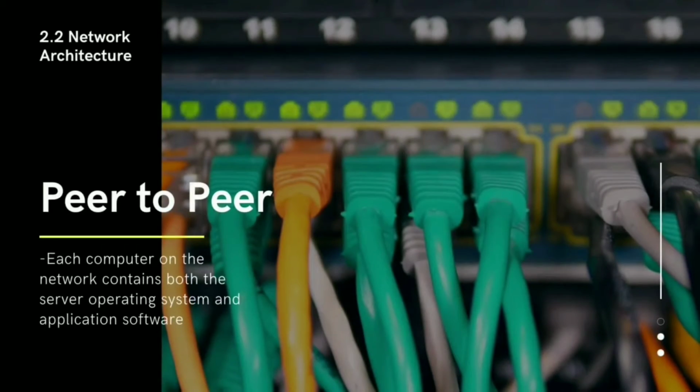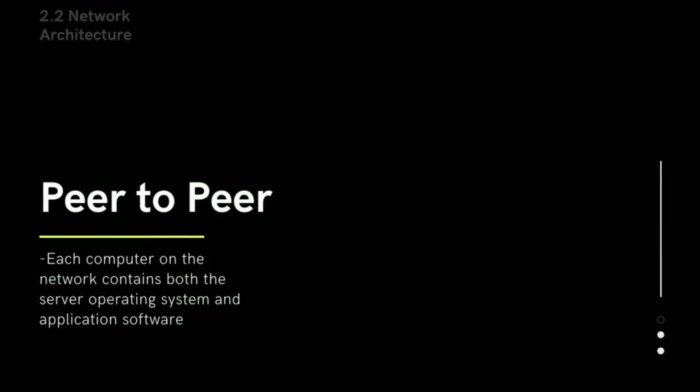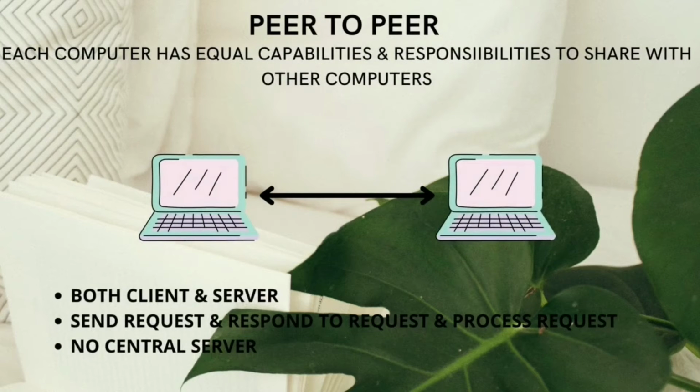Moving on to peer-to-peer network. A peer is somebody of the same legal status as somebody else, or an individual who is equal to another person, or in other words, equal to equal. Each computer has equal capabilities and responsibilities to share hardware and software, data, or information with other computers on the network.